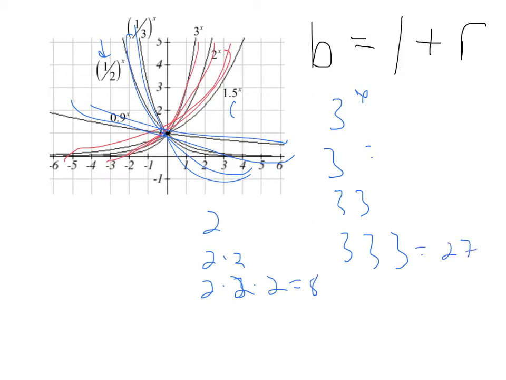So the 3 to the x is growing faster than 2 to the x, which is growing faster than the 1.15 to the x. Notice this has a decimal. Even though it's got a decimal, it's not a decay equation. It's a growth equation because 1.15 is bigger than 1.